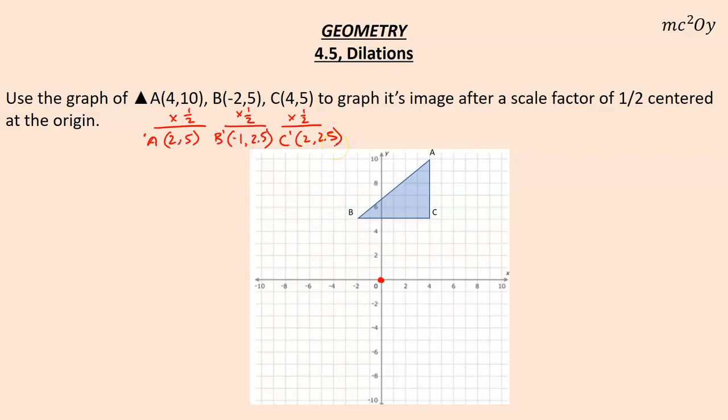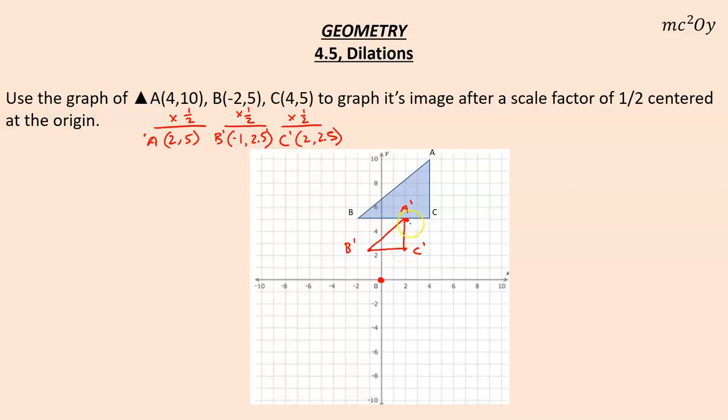Okay, so if we plot those, 2, 5, there's A prime. Negative 1, 2.5, and B prime, and 2, 2.5, and C prime. There is our new figure there. Let me go ahead and set that line a bit. All right. So we've got triangle A prime, B prime, C prime.